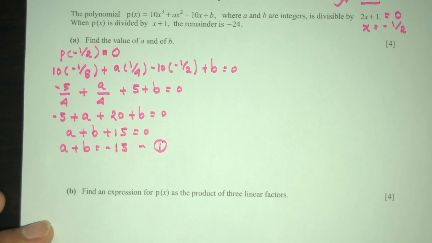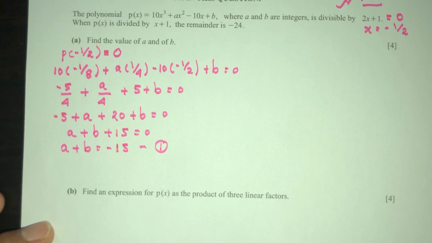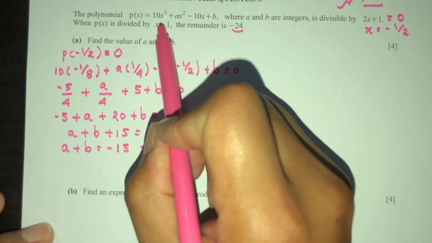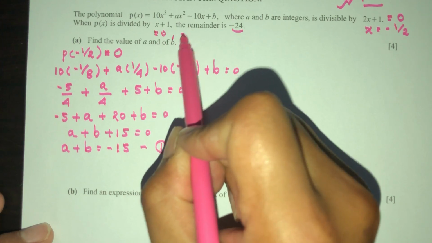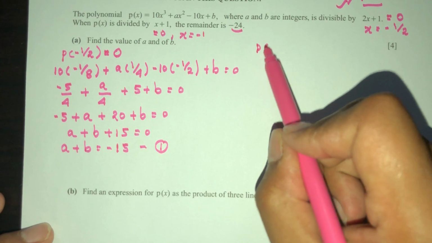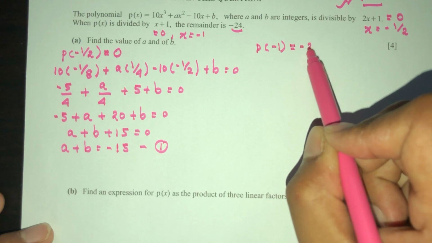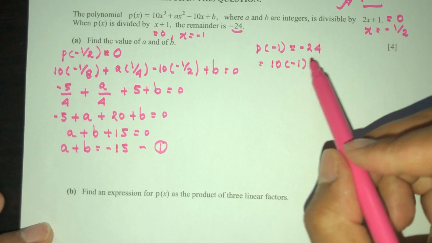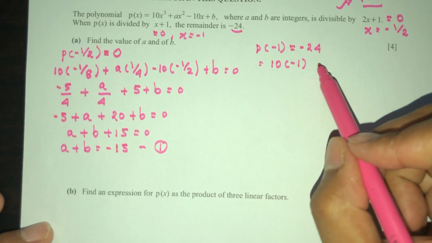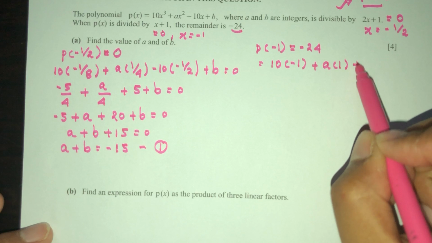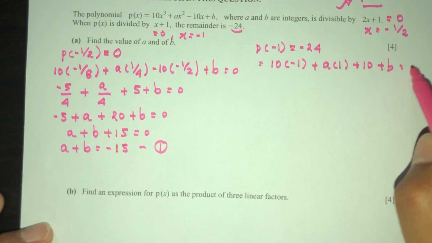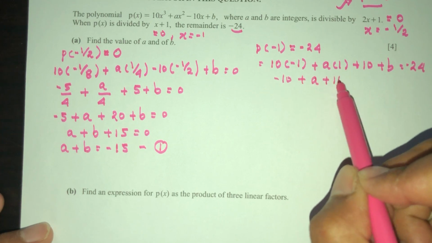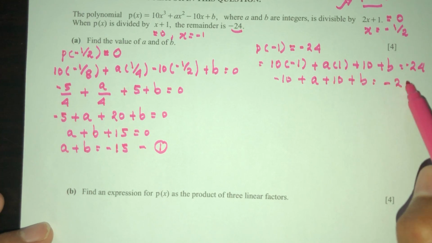Now let's find your equation number 2. So what do we have over here? It says when p of x is divided by x plus 1, the remainder is this. Now what is the value of x? Equate that to 0. You will see x will be -1. So basically when p takes in the value of -1, the remainder will be -24. Replace, you will have 10 times -1 to the power 3, that will become -10, plus a times 1, plus 10, plus b has to be -24. Simplify, it becomes -10 plus a plus 10 plus b equal to -24.